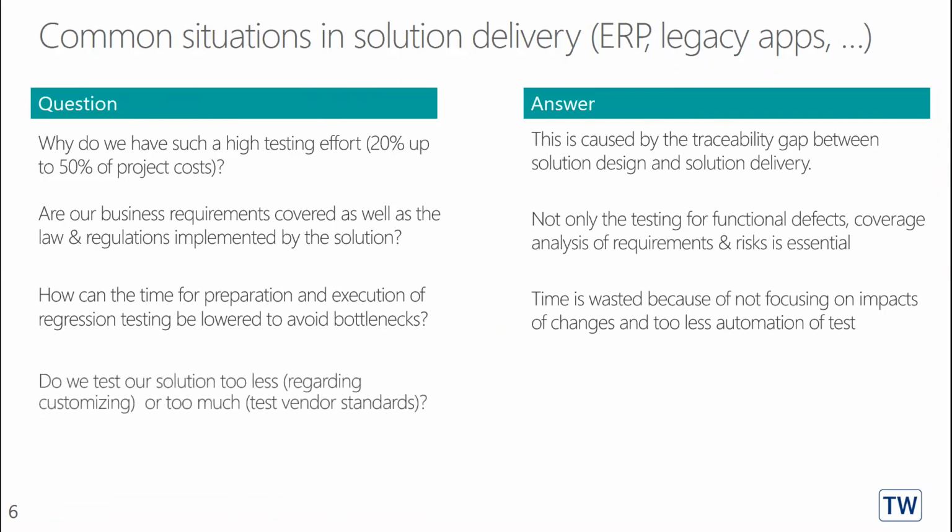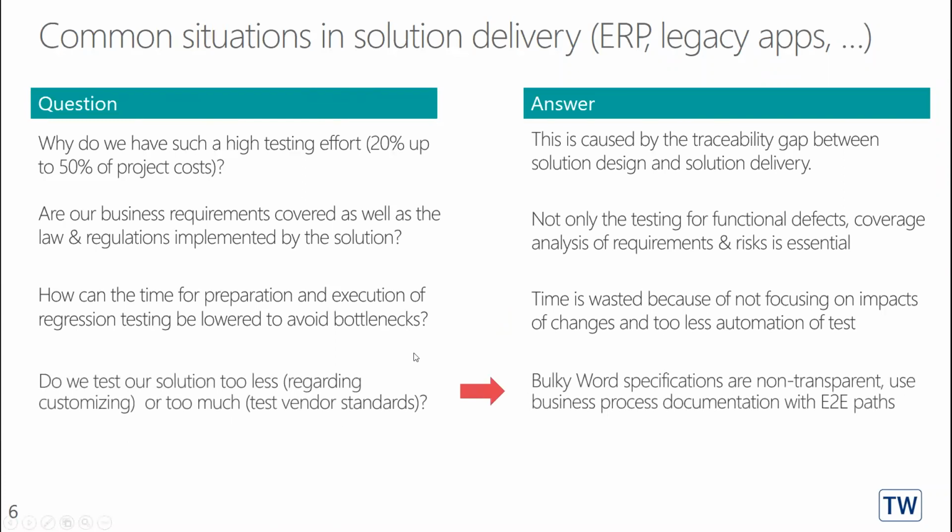And there's mostly a question about whether we test too little, especially regarding customizing of big ERP solutions, or do we test too much? So do we test again the standards of the vendor? That mainly doesn't make sense. Here, the issue is that we have many times bulky Word specifications that are not really transparent for requirements, and we should use business process documentation with end-to-end path models.